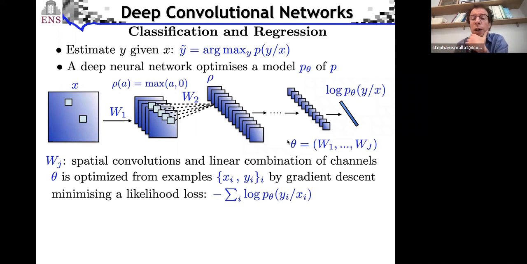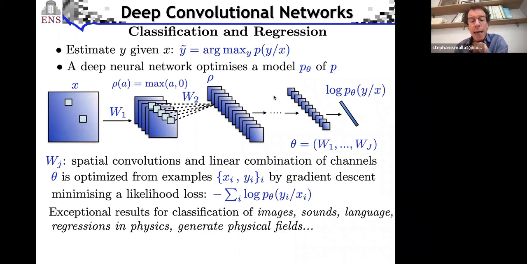Now, how do you optimize these parameters? Basically with a gradient descent, which simply is maximizing the likelihood. In other words, you are trying to find the parameter theta which maximizes the probability to observe y given x for all the database that you have. And the big surprise, as you know, is that that kind of architecture gives exceptional results, not only for classifying images or sounds, but also for language, but also for regression in physics and to generate physical fields.